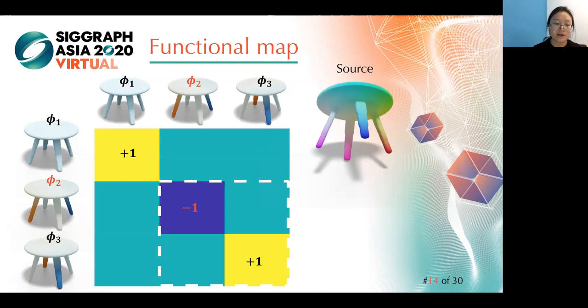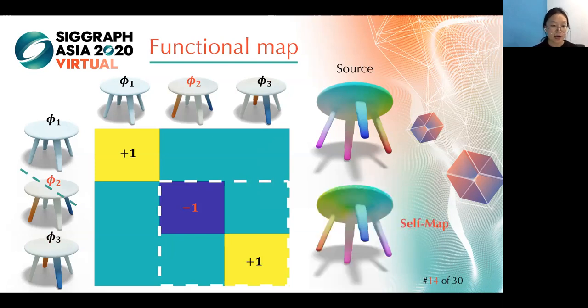Here we show another functional map where the second diagonal entry is -1. It means that we would like the second eigenfunction to be mapped to its opposite. In this case, we get another symmetry axis, and the recovered pointwise map is shown here, where the yellow and the purple legs are flipped.